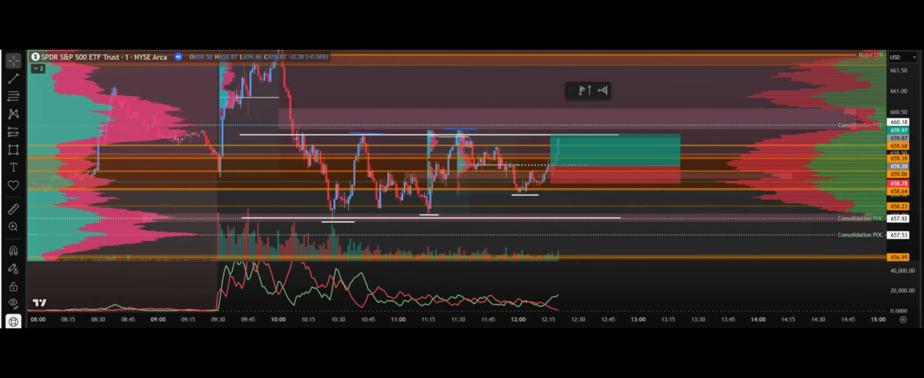Price immediately rips up out of there. So that's great. We're using our market structure plus our volume profile factors to get in that trade right at the right time. And now at this point, most people, novices, are taking a long trade right there when they see that price start to spike up.